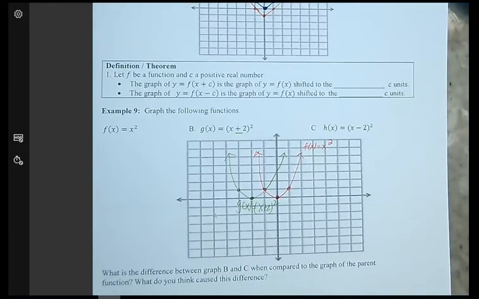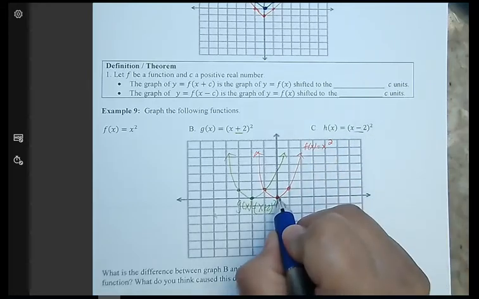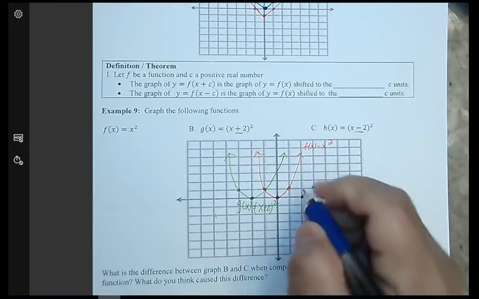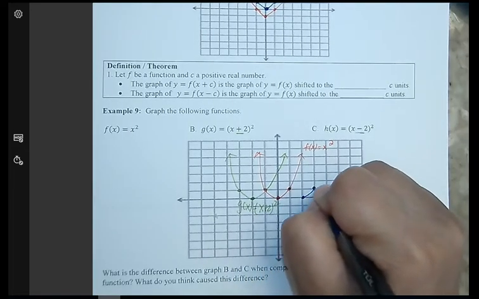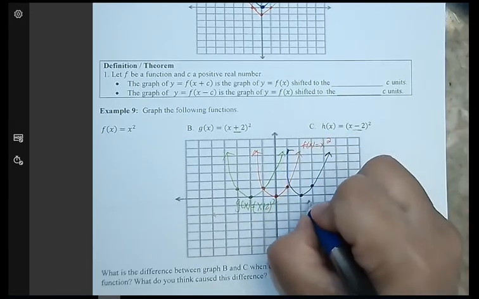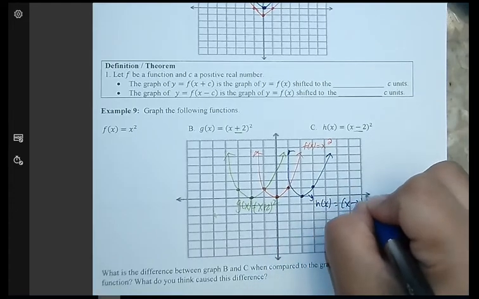And for letter C, we're subtracting a negative 2. So we're going to shift to the right. So my graph will go here and here. So this is h of x, x minus 2 squared.